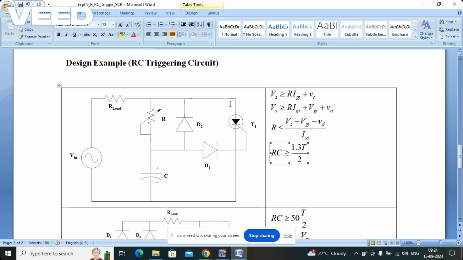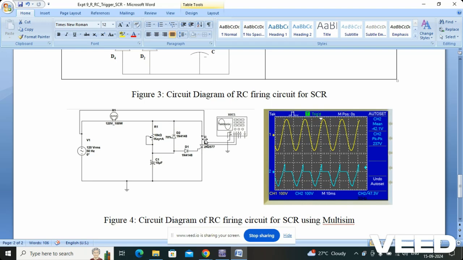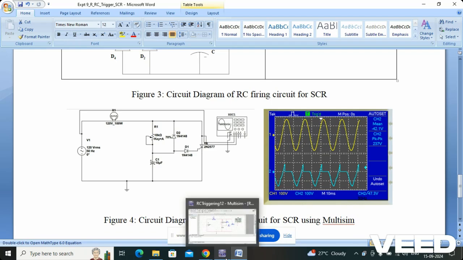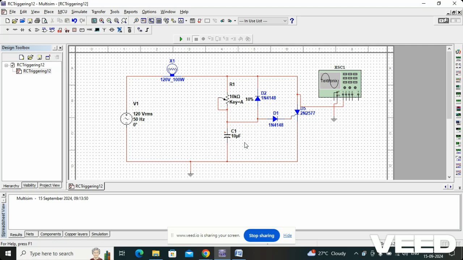Now let's see. We'll try to build the circuit using Multisim and see whether it works and what the waveforms look like. So this is basically the circuit. Let's grab Multisim and try it. I have drawn this particular circuit for you: 120 volt RMS, 10 kilo ohm, 10 microfarad, 1N4148 diodes, and a 120 volt 100-watt bulb load over here because this is AC.